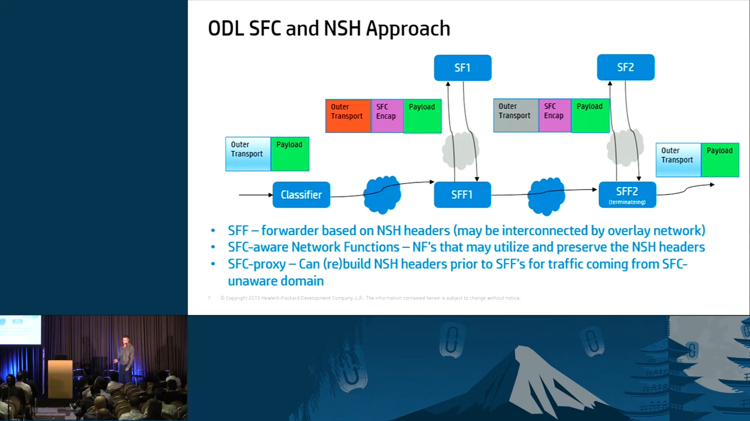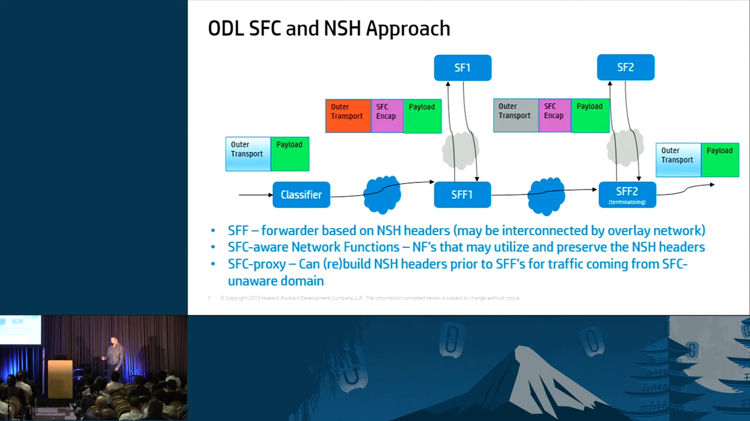So in this example, you see that SFF1, because it has the purple SFC encapsulation, needs to forward to SF1, and then when the traffic gets back, it forwards it to the next switch, and the next switch is forwarding to the second function.